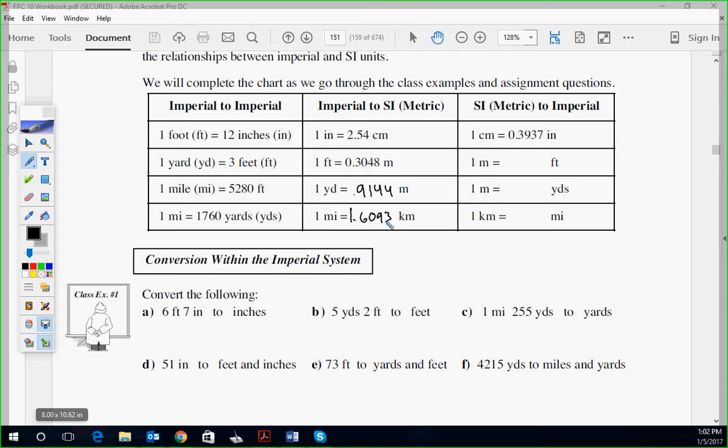Okay, 1 meter to feet is 3.2808. Yep, 1 meter to yards is 1.0936. I can repeat it: meter to feet is 3.2808, and then meter to yards is 1.0936. And then 1 kilometer to miles is 0.6214.